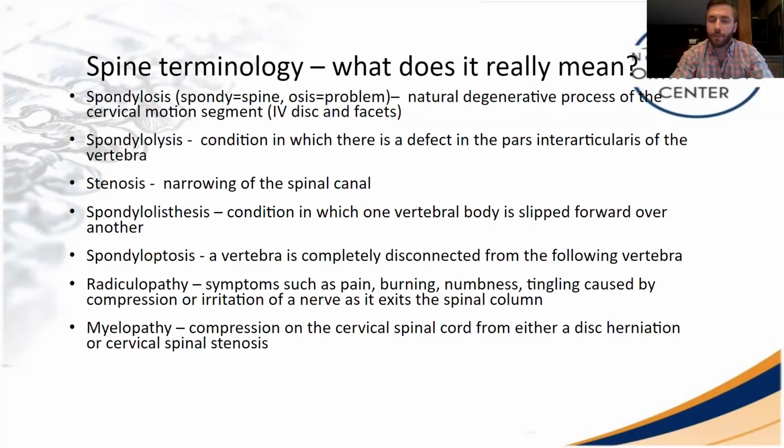And then we have radiculopathy, which is when patients have pain, burning, numbness. They have symptoms that are caused from a nerve root being compressed. Then we have myelopathy, which is an issue with the spinal cord being compressed, and that can lead to funny symptoms like issues with balance, issues with clumsiness in the hands, dropping things. We'll touch on that a little bit more later.